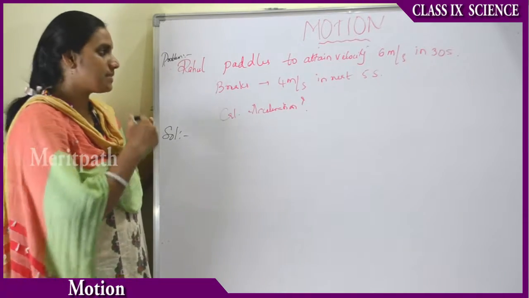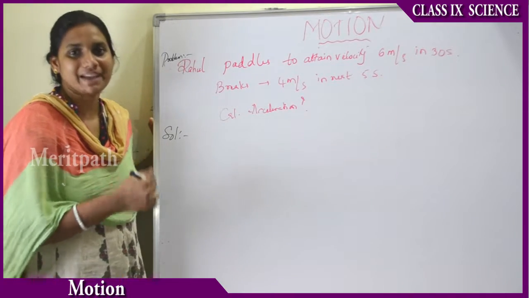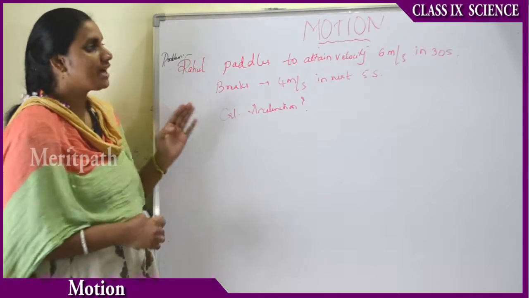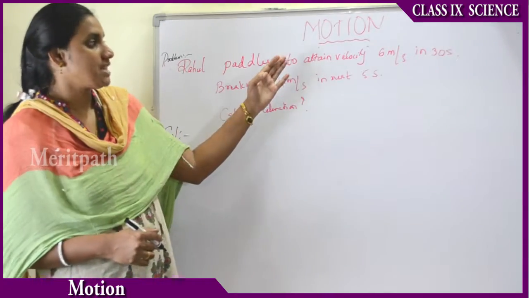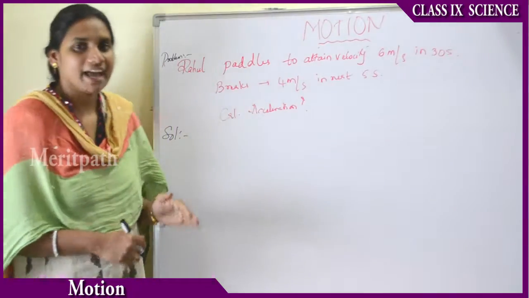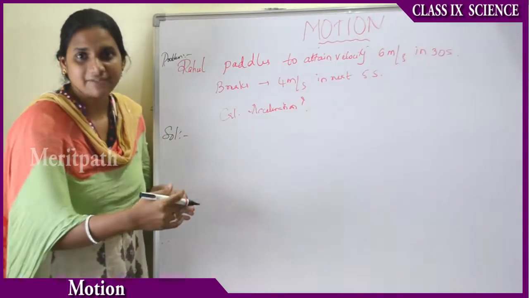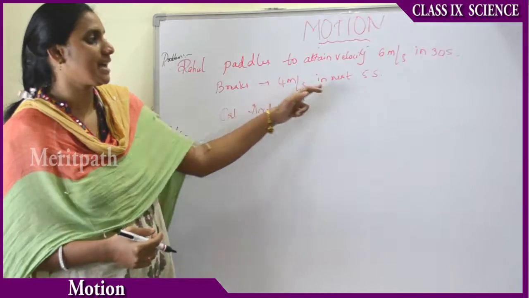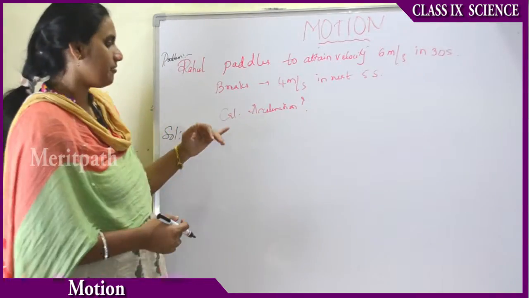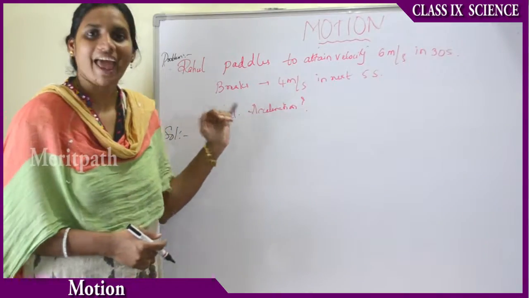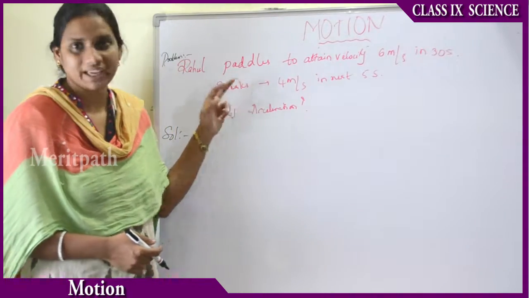For example, let us take a person, Rahul, who is pedaling his bicycle and wants to attain a velocity of 6 meters per second in 30 seconds. Later he applies force on the brakes and decreases his velocity to 4 meters per second in the next 5 seconds. Then calculate the acceleration in these two cases, right?